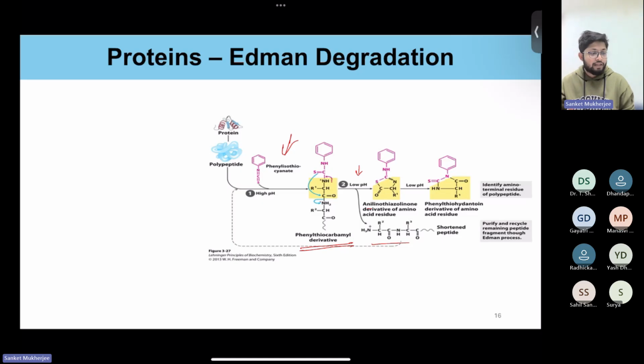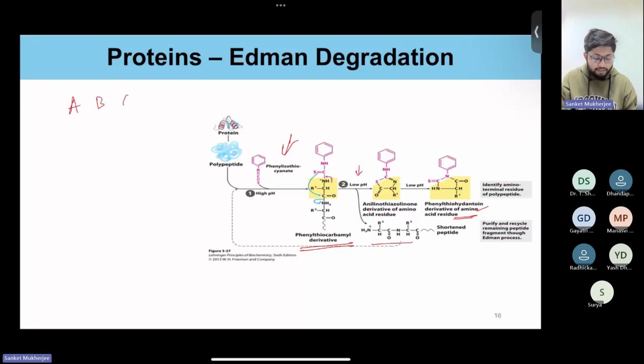It forms a phenylthiohydantoin amino acid, as you can see in this cartoon. Now, this PTH amino acid complex can be identified using HPLC or TLC. So the idea is, let's say this is the sequence A, B, C, D, E, F, which are different amino acids. So this is the nth amino acid.